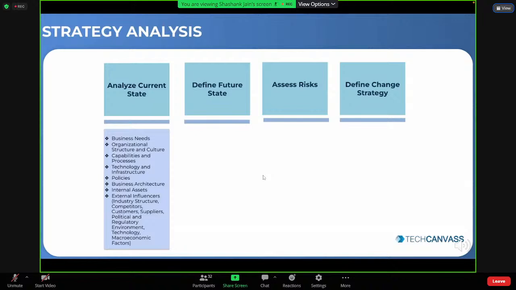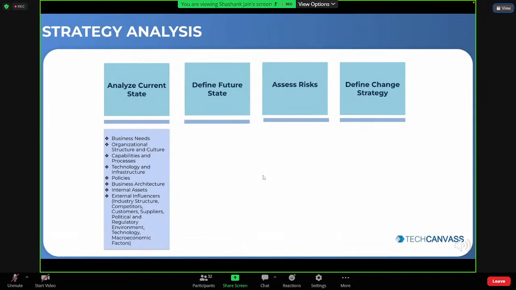While you analyze the current state, you have to understand the organization structure and culture: who reports to whom, what sort of culture is being followed in the organization, and what the relationships are between different stakeholders, the people who are working in the organization. It's also about understanding the different capabilities and processes. Some enterprises are capability-centric, some enterprises are process-centric. Process-centric means where they want to improve some of their current activities.